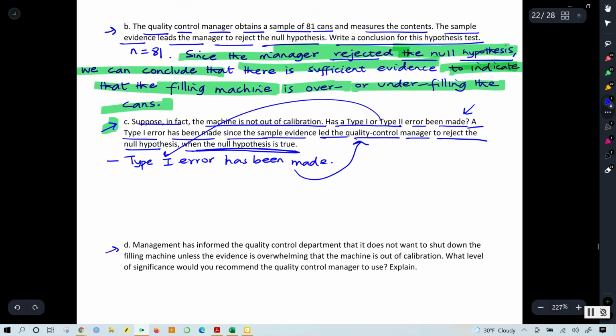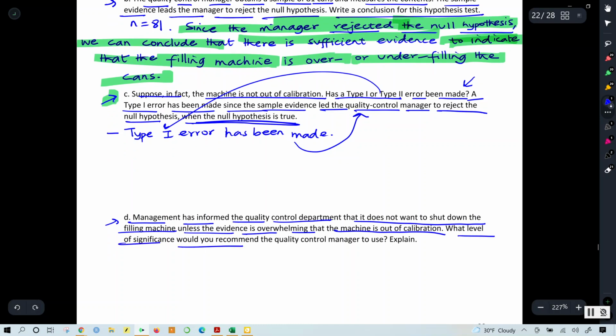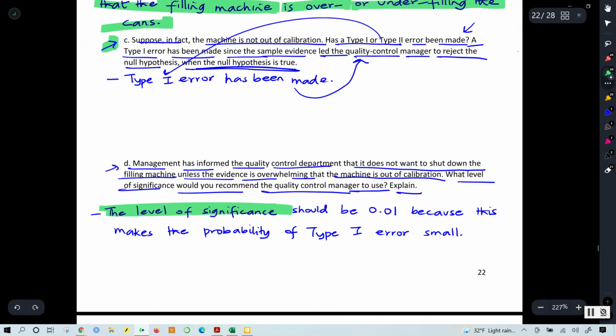Then, question D. Management has informed the quality control department that it does not want to shut down the filling machine unless the evidence is overwhelming that the machine is actually out of calibration. What level of significance would you recommend the quality control manager to use? Explain. The level of significance should be set as low as possible. So I would recommend 0.01 or 1%, because this will make the probability of type 1 error very, very small.